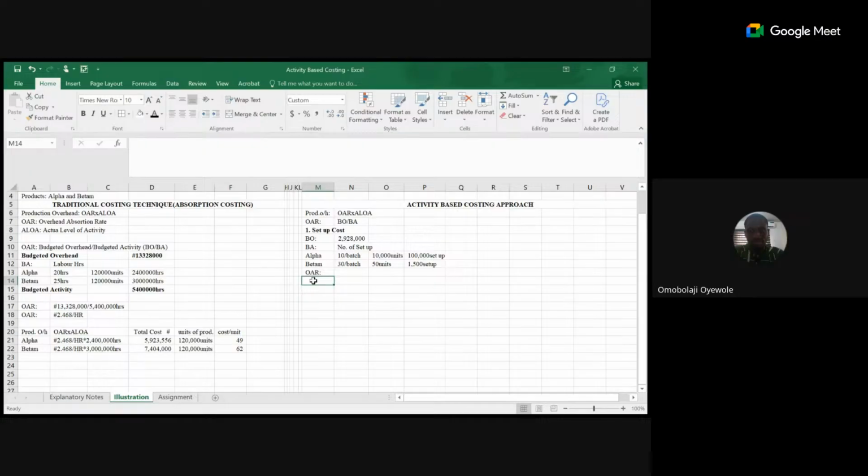So let's have the first one, the budgeted overhead for our alpha. Let's sum this together. That will give us 100,000 plus 1,500, 101,500 setup. So this is going to be our budgeted activity, right? Now, the OAR is going to be, remember, what's our budgeted overhead now?